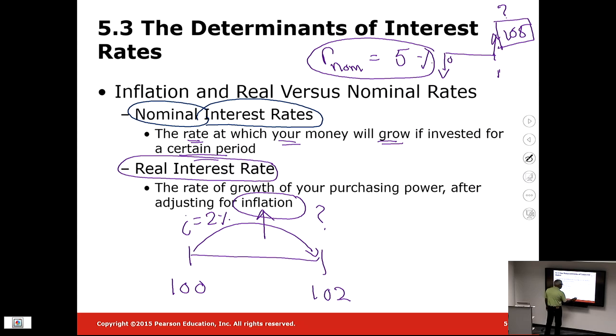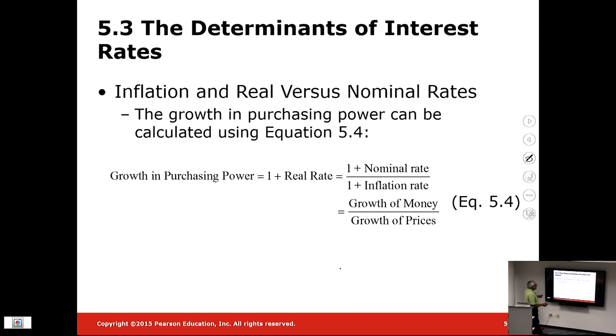Because it is costing you $2 more, or 2% more, to buy the same basket of goods that you could have purchased a year ago at $100. Looked at another way, essentially, your dollar has lost 2% of its purchasing power. So inflation tells us to what extent the dollar is either retaining or losing its purchasing power. So once we have this, then we can look at what's the relationship between inflation, nominal rate, and real rate.